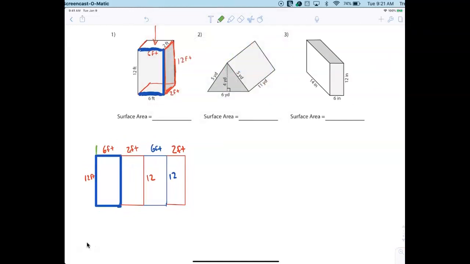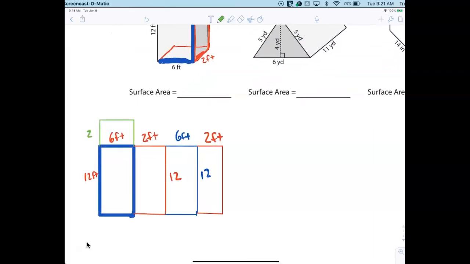So what I want to do is I can make this, I can make this, and I can make this. All right. So what are those dimensions? 6 and 2. Does everybody agree we have the 6 already? So then the other side has to be the what? That has to be the 2 feet.